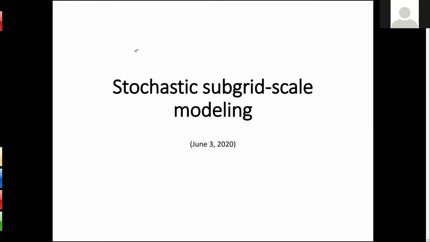Okay. Good day, everyone. I will be talking about methods which are commonly used for stochastic subgrid scale modeling. This will be a short talk and actually an expository one. I will leave out some technical details, but I will provide references if you want to dwell more on the theory.